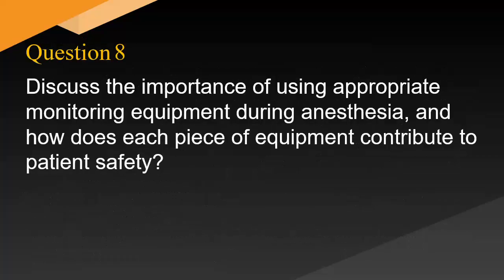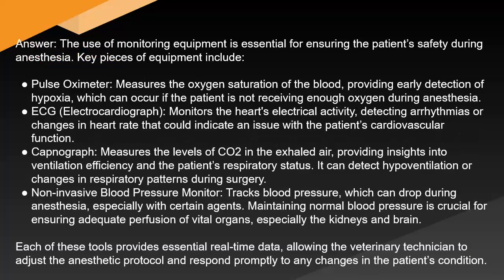Discuss the importance of using appropriate monitoring equipment during anesthesia, and how each piece of equipment contributes to patient safety. Answer: The use of monitoring equipment is essential for ensuring the patient's safety during anesthesia. Key pieces of equipment include the pulse oximeter, which measures the oxygen saturation of the blood, providing early detection of hypoxia, which can occur if the patient is not receiving enough oxygen during anesthesia.